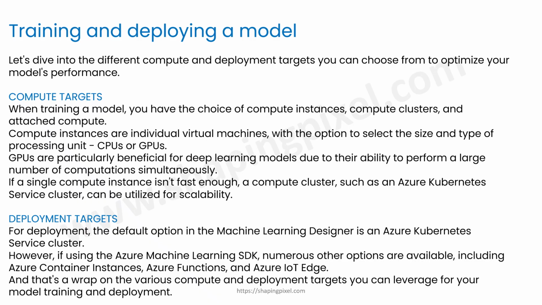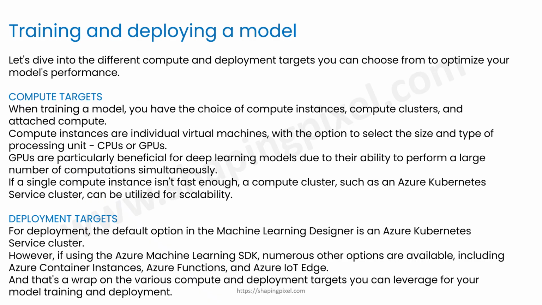When training a model, you have the choice of compute instances, compute clusters, and attached compute. Compute instances are individual virtual machines with the option to select the size and type of processing unit, CPUs or GPUs. GPUs are particularly beneficial for deep learning models due to their ability to perform a large number of computations simultaneously. If a single compute instance isn't fast enough, a compute cluster, such as an Azure Kubernetes Service cluster, can be utilized for scalability.